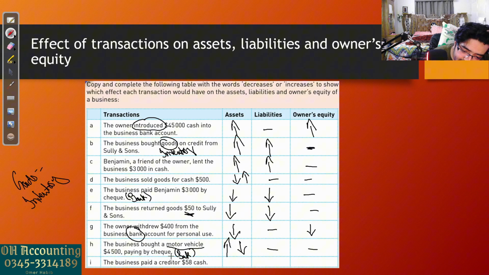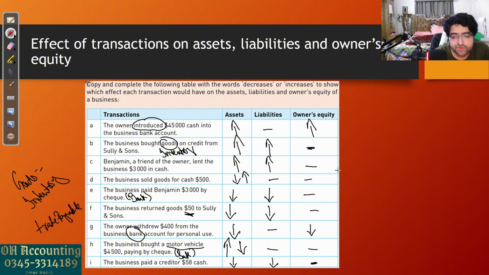The business paid a creditor $58 cash. Creditor कौन होते हैं? Trade payables. Those who have provided goods to us on credit and we have to pay them back later. So trade payable को we are paying back using cash, which means cash is decreasing in the business, which is an asset. So assets are decreasing in the business, and at the same time liabilities are also decreasing because we are paying back a loan. No impact on owner's equity.